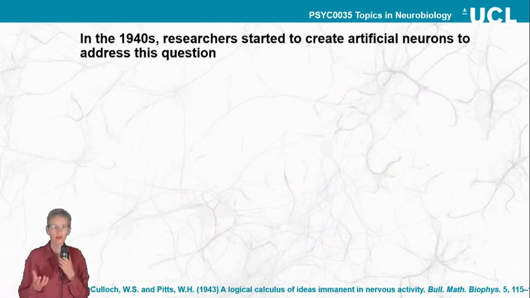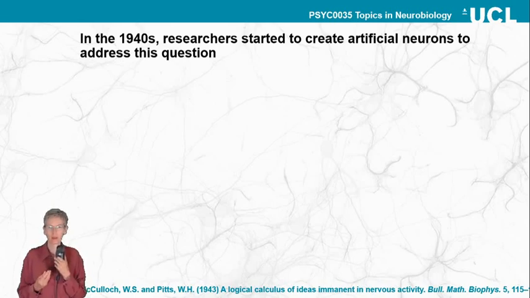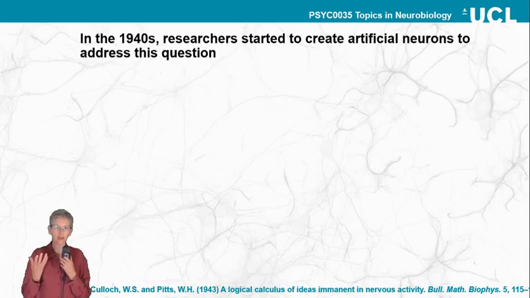So in the 1940s, researchers started to create artificial neurons to try and answer this question. So motivated by the properties that were being discovered in real neurons, and the emerging technologies that were being developed in electrical engineering, so computers were coming along at this point. And so the question was, is the brain somewhat like a computing device?